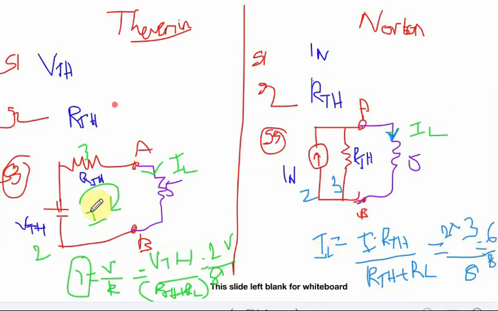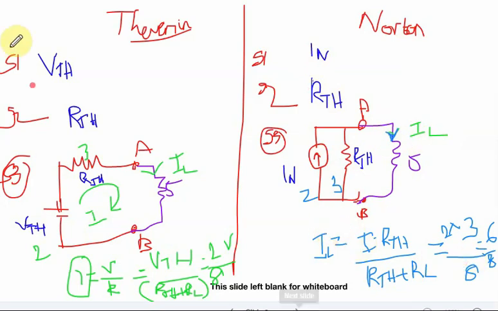This method is Thevenin's theorem. This method is called Norton theorem. Once again I will repeat. This is the equivalent circuit of Thevenin's theorem. Step number 1, VTH you are going to find and substitute. Step number 2, RTH you are going to find and substitute. Step number 3, draw the equivalent circuit, put the load resistance, and find the current in the load resistance. Similarly, Norton theorem: step number 1 IN, step number 2 RTH, and for the load resistance, the current division formula.